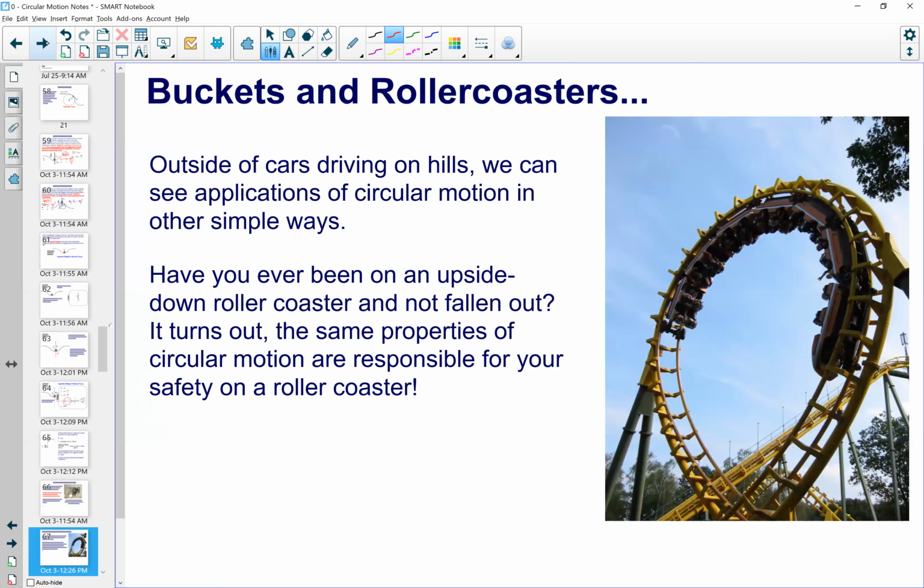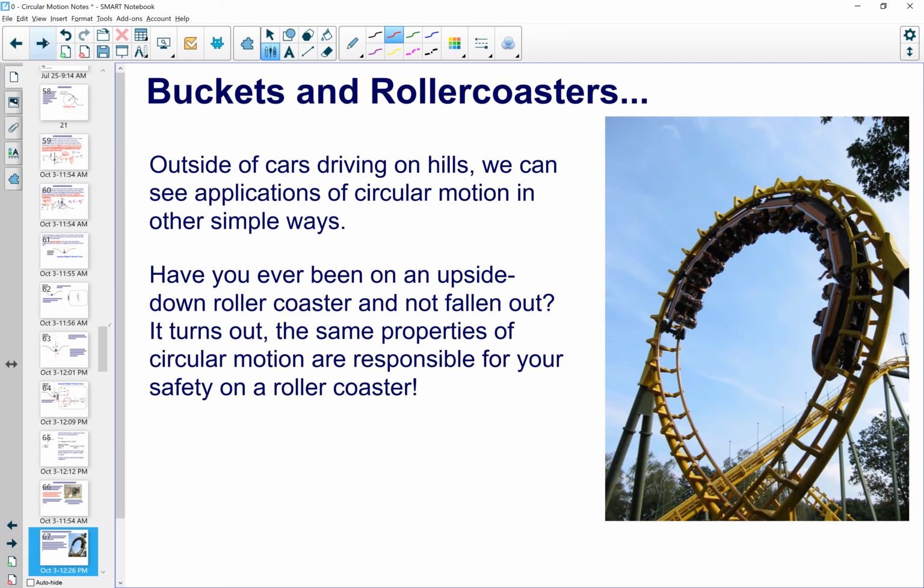All right, two other scenarios that you will often see College Board use for question types are buckets and roller coasters. Could I get someone in the Zoom to read this slide for us? Sure. Thanks, Aiden. Outside of cars driving on hills, we can see applications of circular motion in other simple ways. Have you ever been on an upside down roller coaster and not fallen out? Turns out the same properties of circular motion are responsible for your safety on a roller coaster.